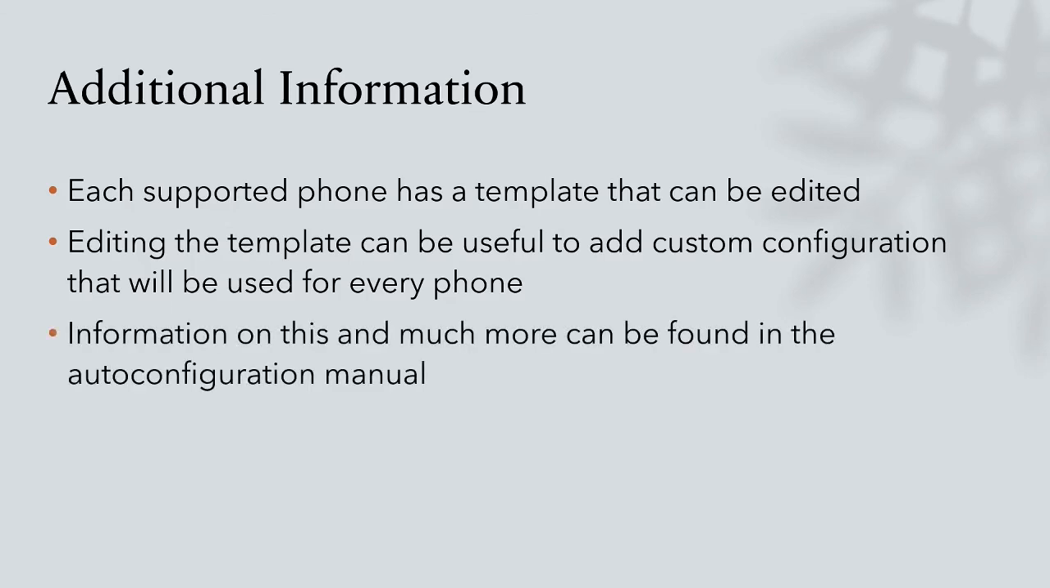And then again, information on this and a lot more can be found in the auto configuration manual. So it's basically required reading if you want to use this feature. That way you'll know what your option 66 needs to look like, which option to use, whether it's 166 or 160, and in addition, all of the features and capabilities that are available on that phone.